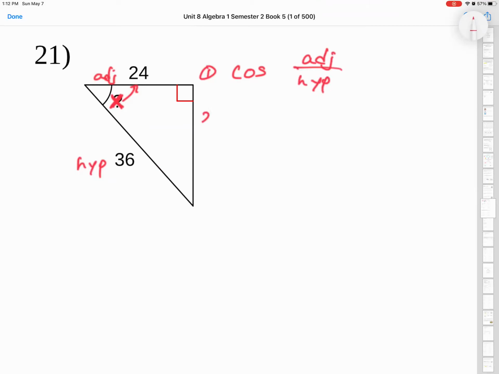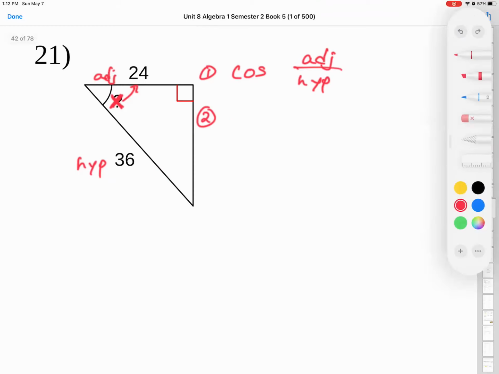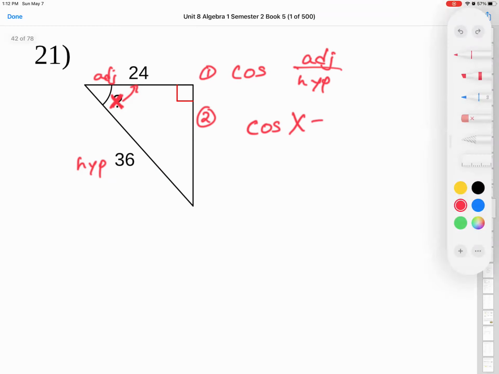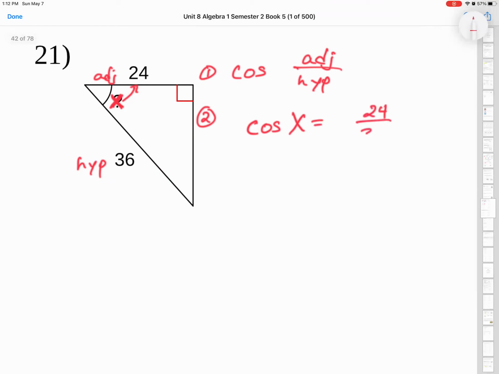Now step two is going to kick in. We got to create our equation. Well, we have the cosine of some angle. Let's give ourselves some more space. We have the cosine of some angle x that we don't know equals 24 over 36.